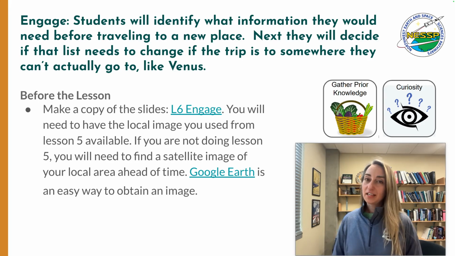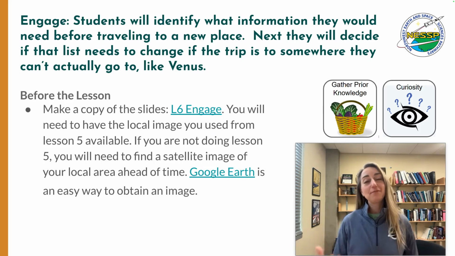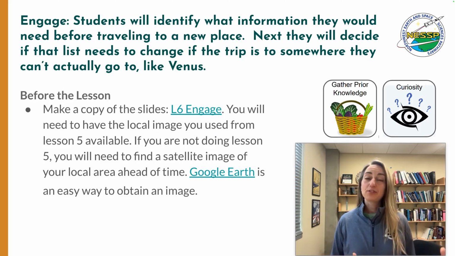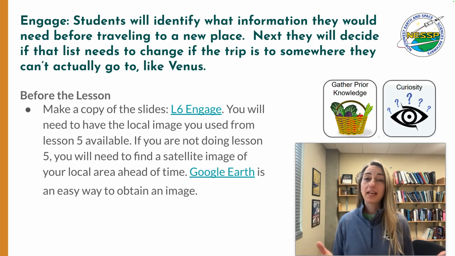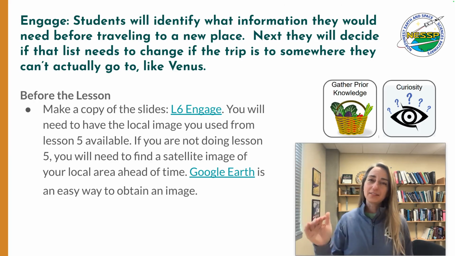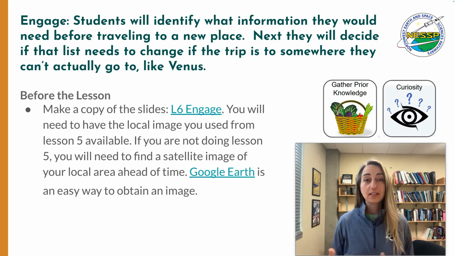In the engage section, we're going to try to gather students' prior knowledge and curiosity. In particular, we're going to get them thinking about the information they would need if they were traveling to a new place, and then how that information might change if they were going to a place that they couldn't actually visit, like Venus. So in order to do that, students are going to start by examining a satellite image of a location and then creating a list of things they would want to know before visiting that location. Maybe it's the temperature or the surface conditions.